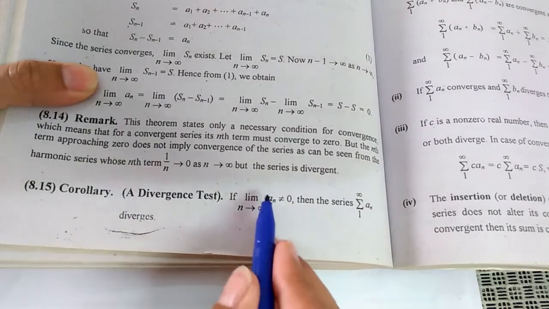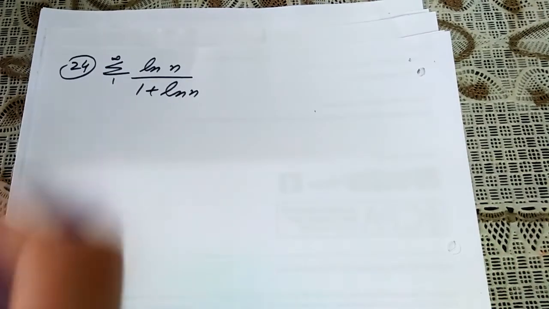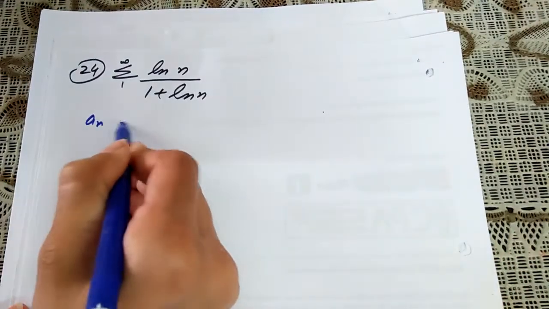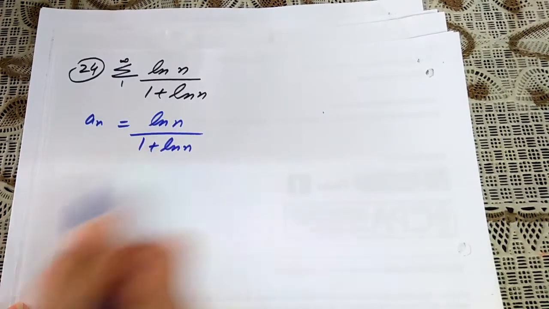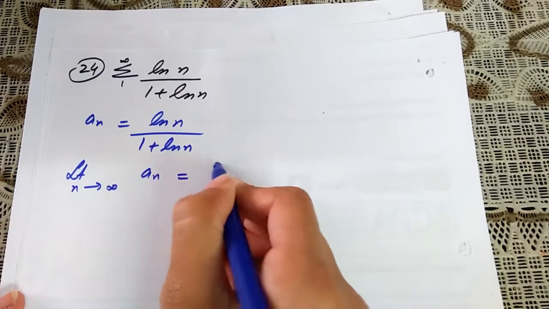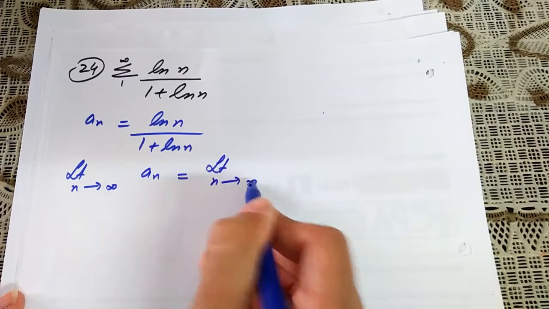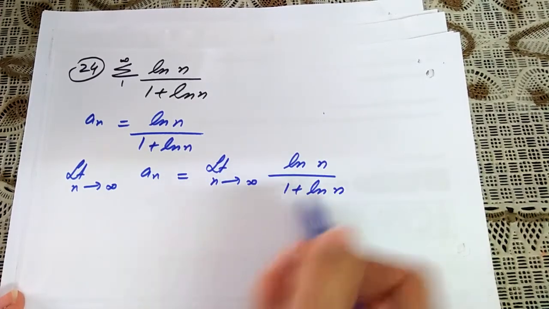So I will just find out the limit of this and see whether it is equal to 0 or not. Now an here is ln n over 1 plus ln of n. Now limit n approaches infinity of an is equal to limit n approaches infinity of ln n over 1 plus ln of n here.